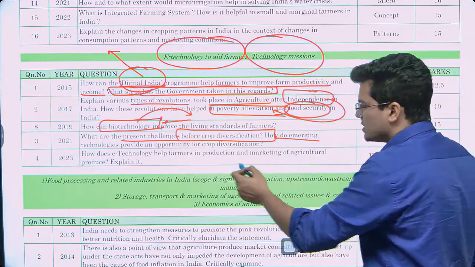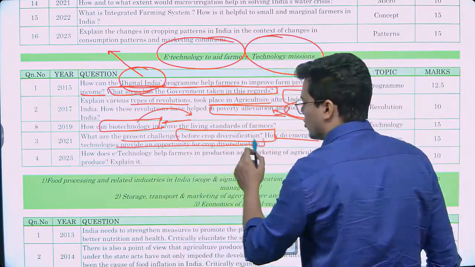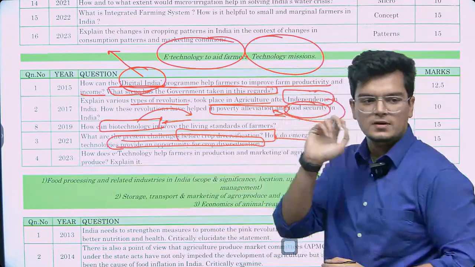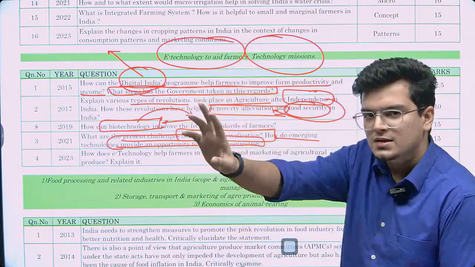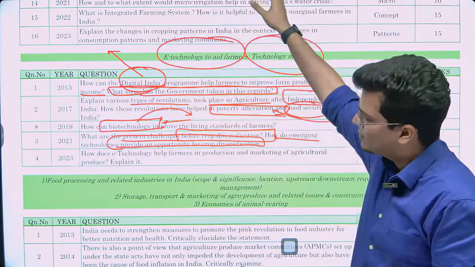How do emerging technologies provide an opportunity for crop diversification? Now they linked two topics in 2021. On the one side there was crop diversification, जिस पे ऊपर क्वेश्चन आ चुका था.